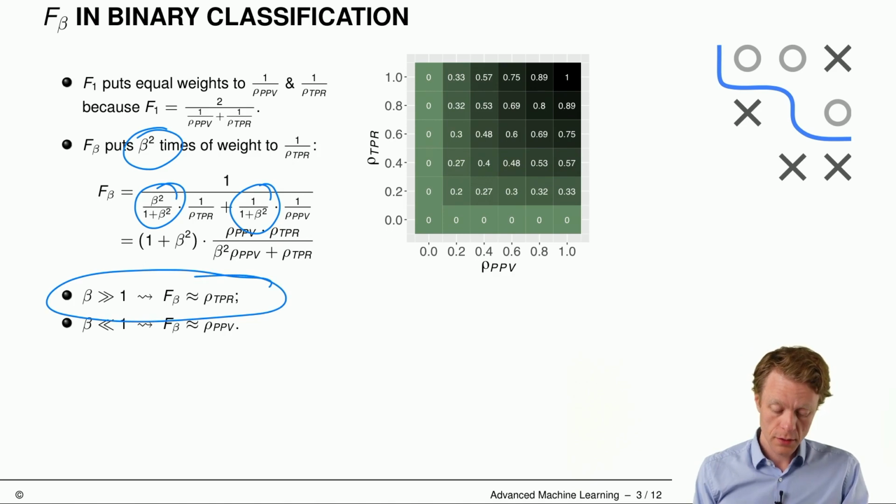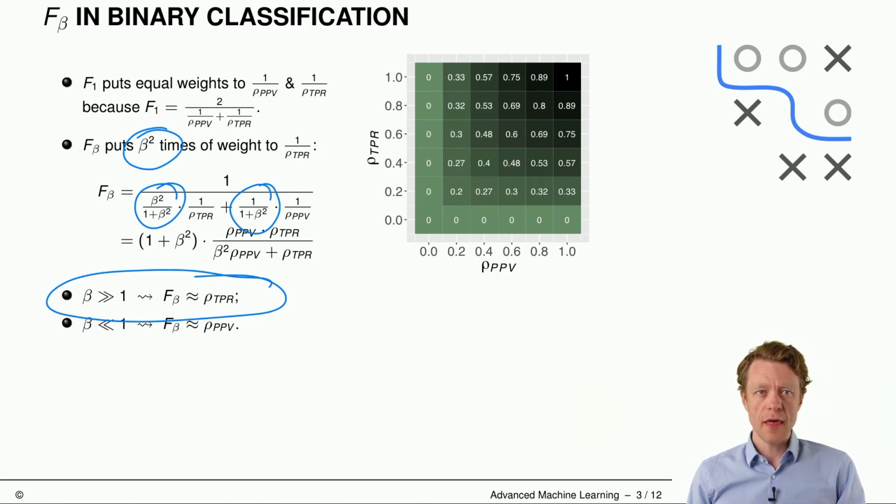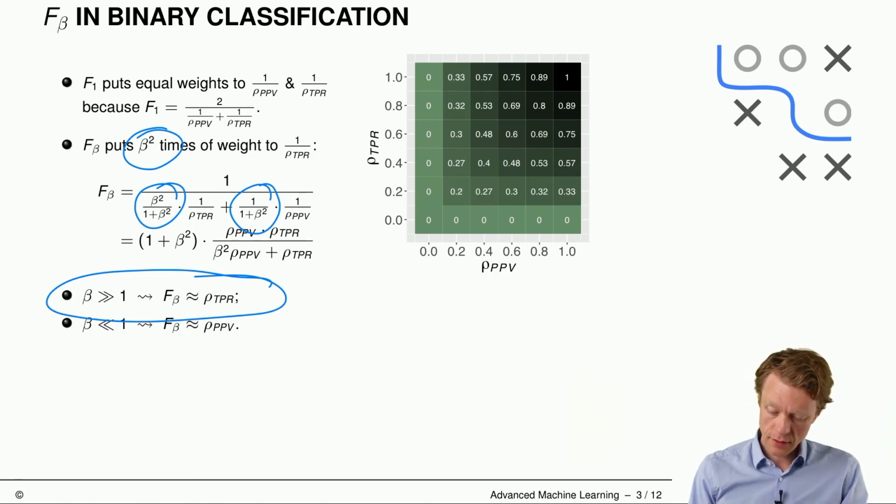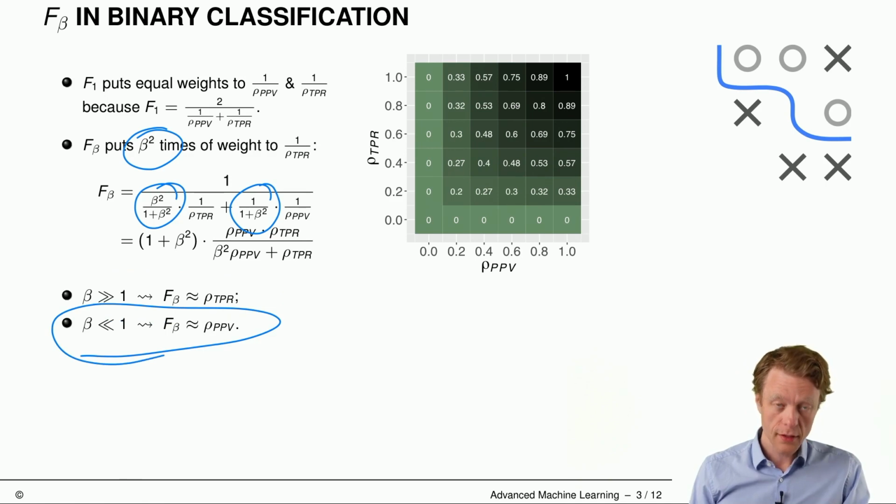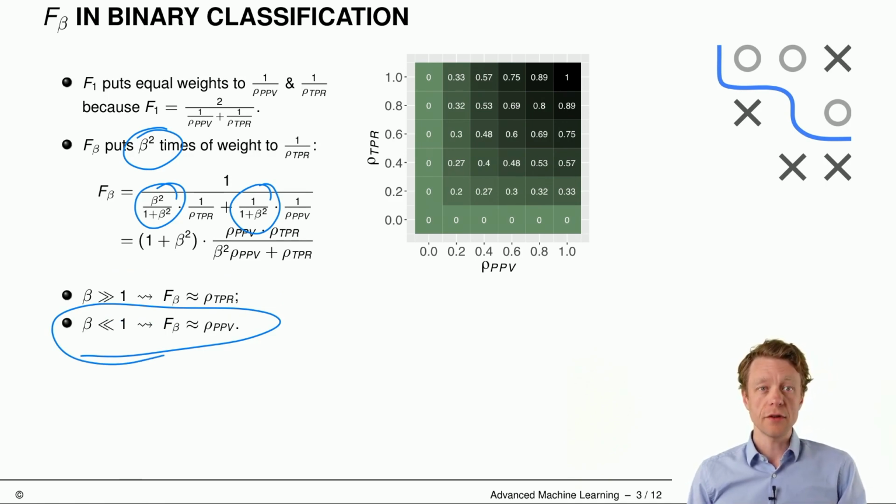So if you use a very high weight beta, then the F beta score is more or less the same thing as the true positive rate, so as the recall. And on the other hand, if you put a very small weight beta here in that formula, then the F beta score is more or less the same as the precision.